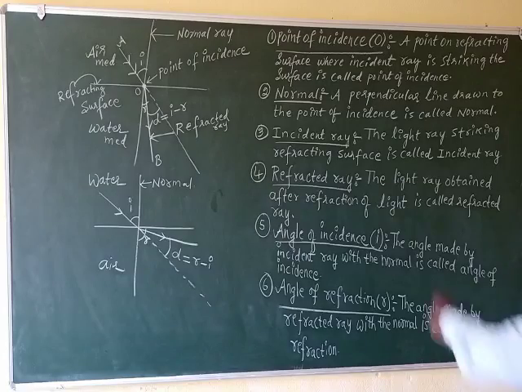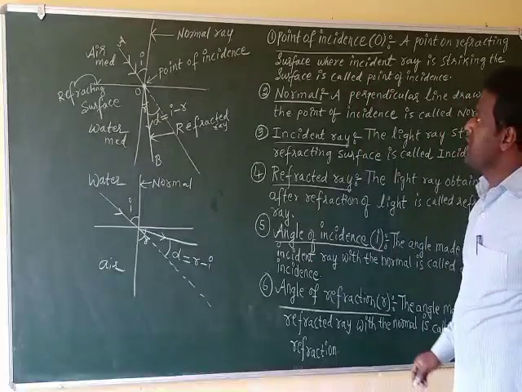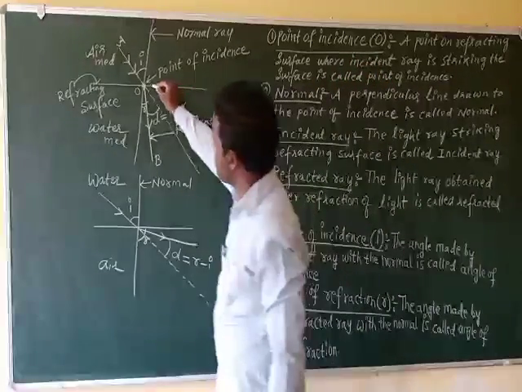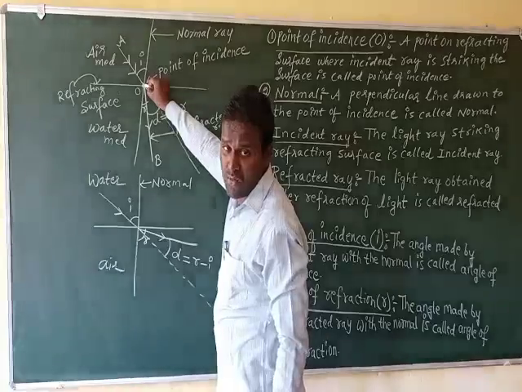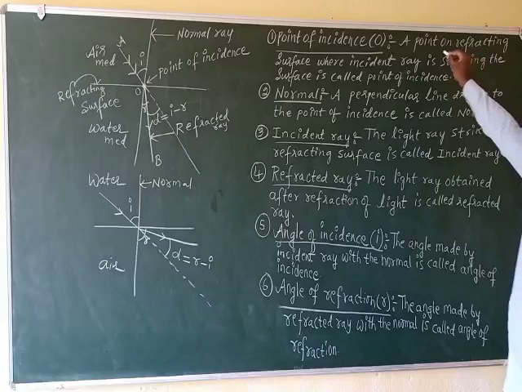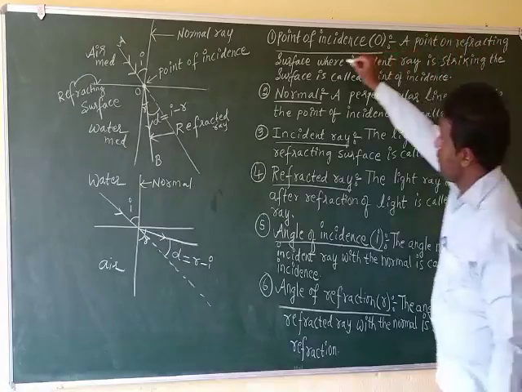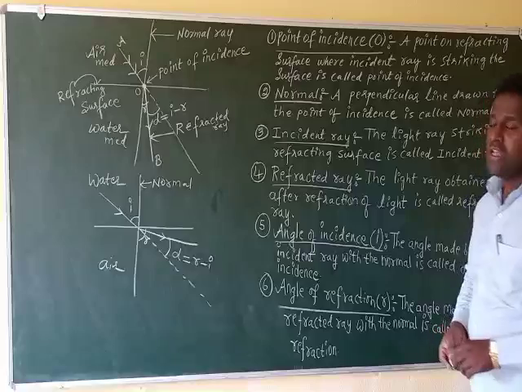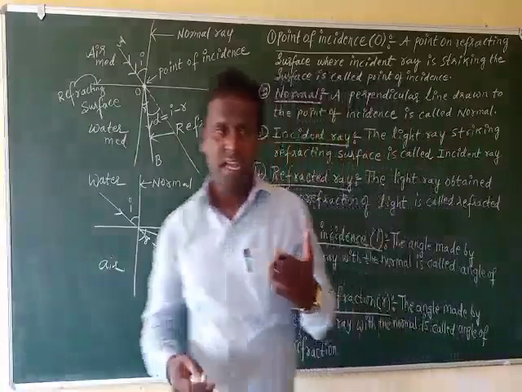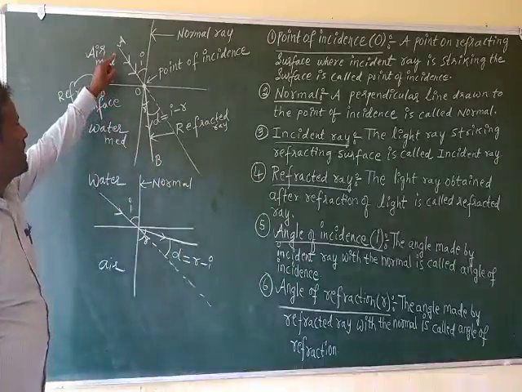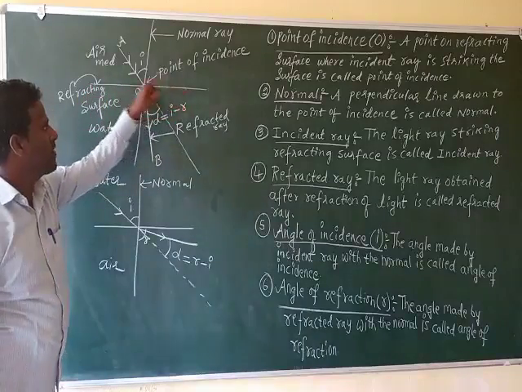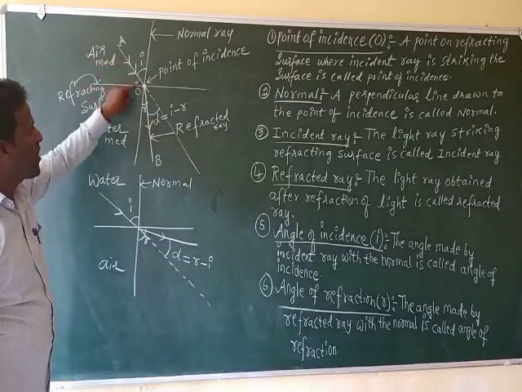See here, point of incidence. Let us see the definition of these terms. First one, point of incidence. Here O is the point of incidence. So what is the point of incidence? A point on the refracting surface where the incident ray is striking the surface, where the incident ray is falling, or where the incident ray is hitting the surface. That point on the refracting surface where a ray of light is striking the surface.